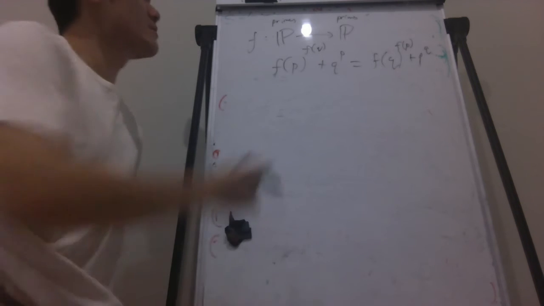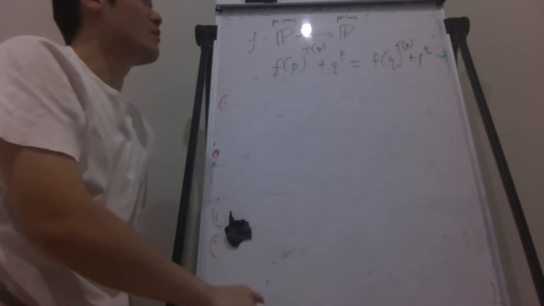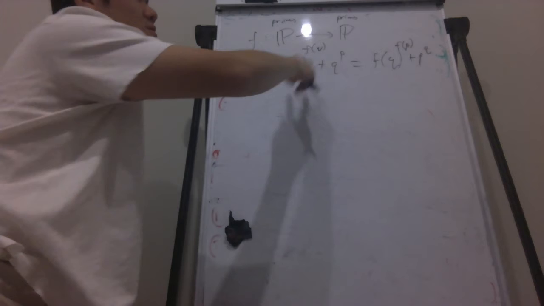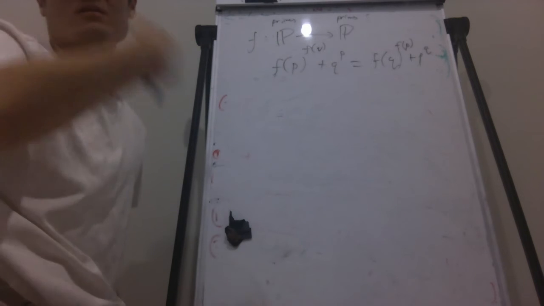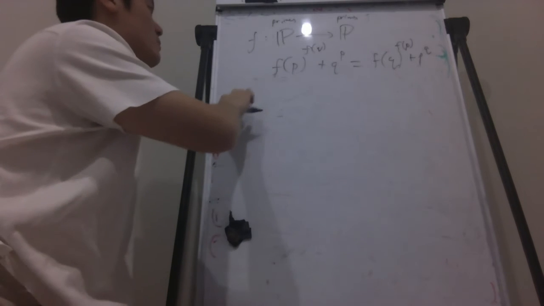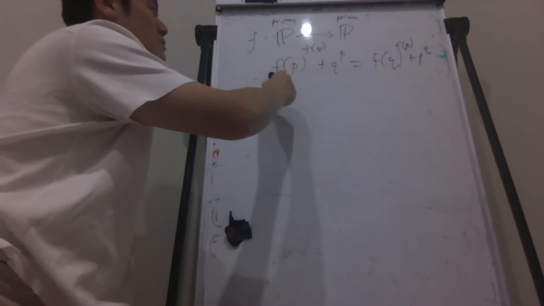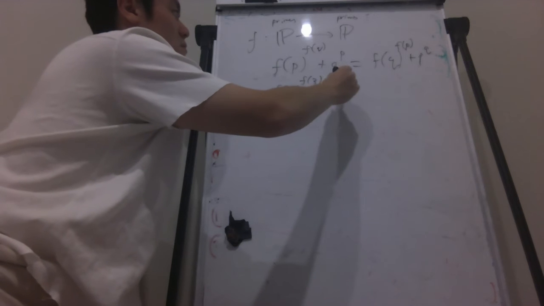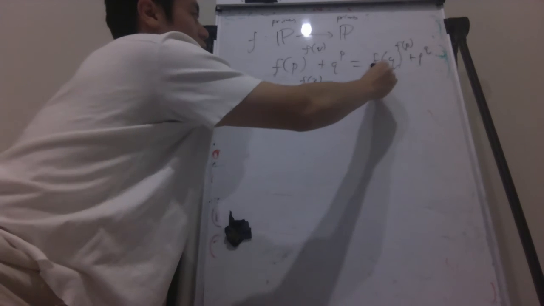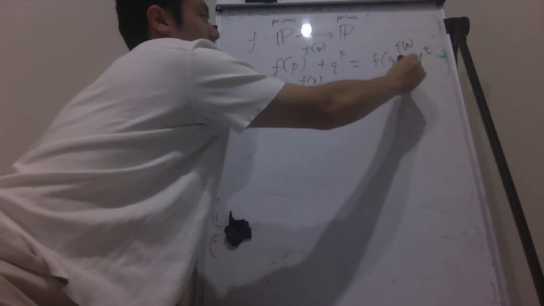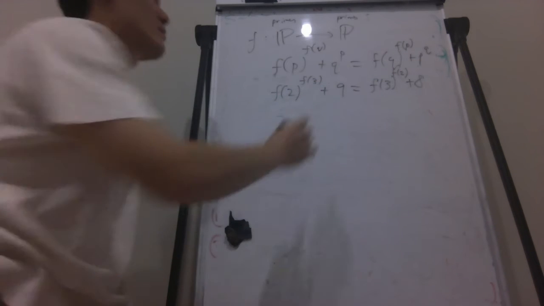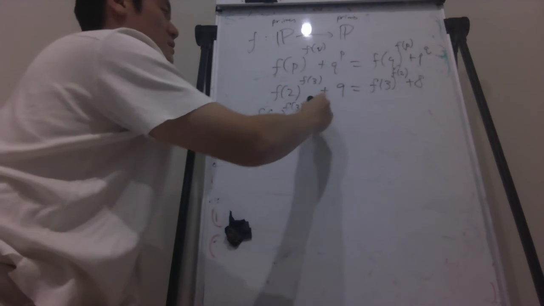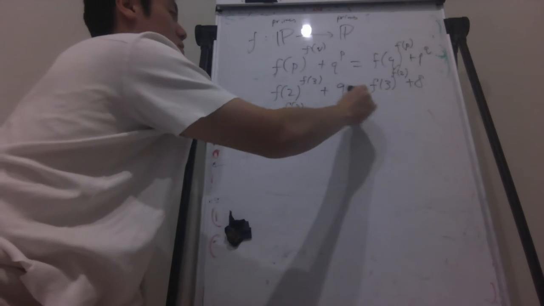So basically you sub in 2 and any other prime. Obviously, if you sub in the same thing, nothing happens, because you get equals to equals. It just cancels everything. Let's try 2 and 3. So sub in P equals 2 and Q equals 3. Then you get f of 2, f of 3 plus 9 equals f of 3, f of 2 plus 8. Cancel 8 from both sides. So f of 2, f of 3 minus f of 3, f of 2 equals 1.